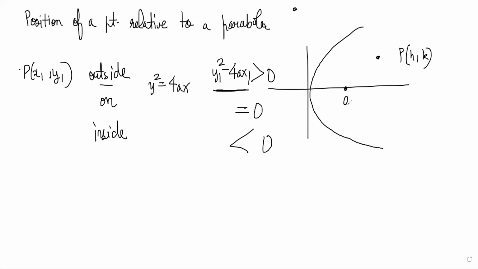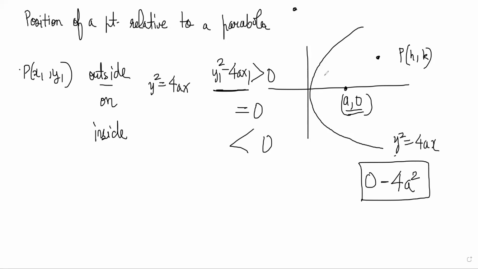So let's take focus (a, 0), right? The parabola equation is y square is equal to 4ax. So if you put (a, 0) in this equation, you will get 0 minus 4a square, right? So you see that it is negative because focus is lying inside the parabola. And you can take other points and you can show that if it is positive, it is outside.